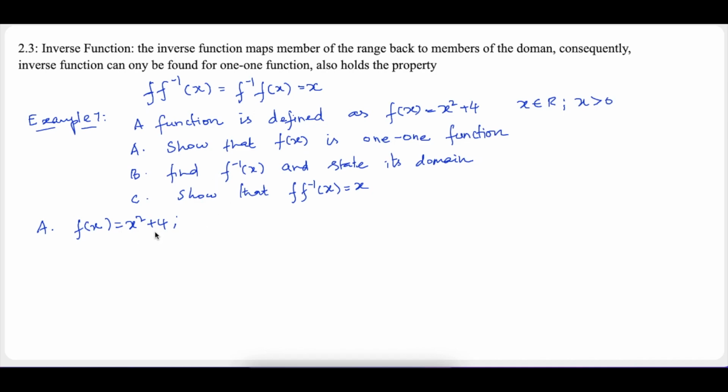Today we are going to discuss section 2.3, the inverse function. The inverse function maps members of the range back to members of the domain. Consequently, an inverse function can only be found for a one-to-one function. It also holds the property f inverse of f of x equals f of f inverse of x equals x.